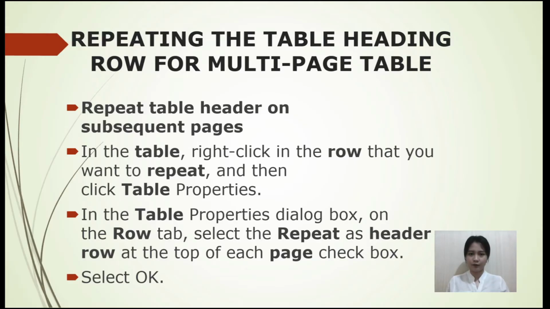Heading row for multiple page table. Repeat table header on subsequent pages. In the table, right-click in the row that you want to repeat, and then click Table Properties. In the Table Properties dialog box, on the Row tab, select the Repeat as header row at the top of each page check box. Select OK.